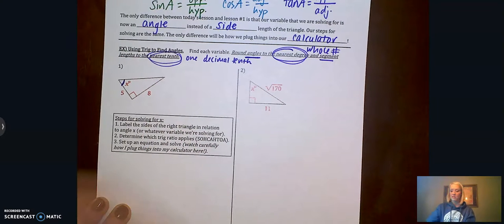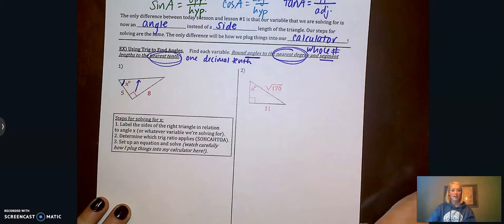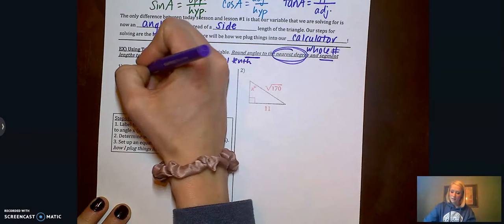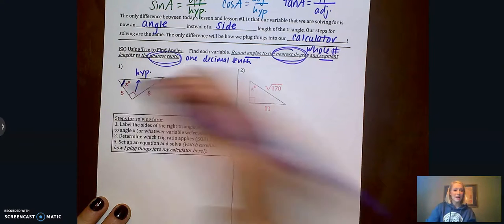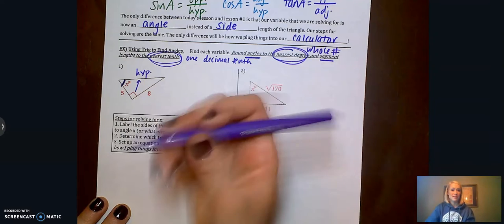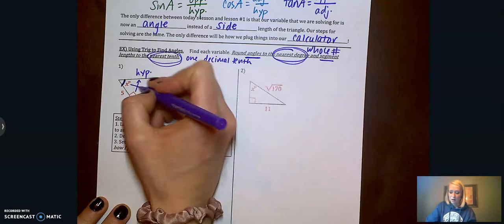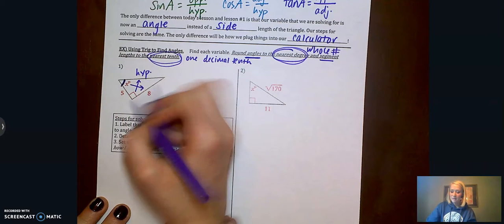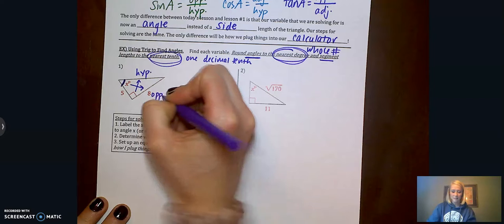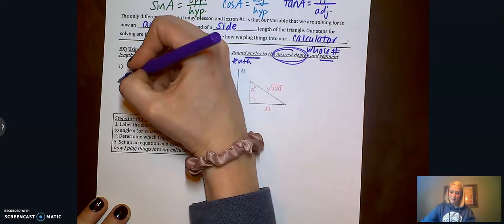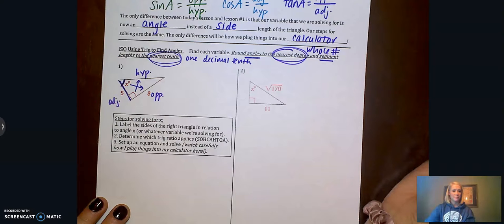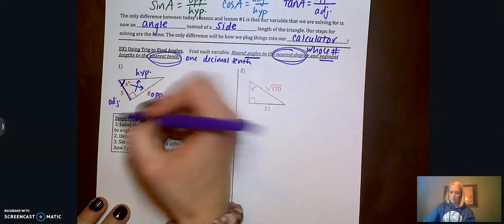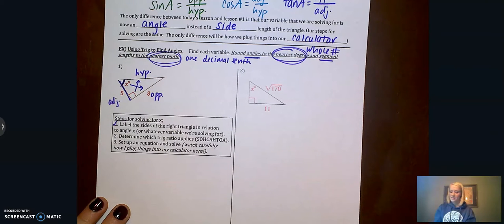Pick out the hypotenuse first, every time. Okay, across from the right angle, that's your hypotenuse. Across from your angle that's labeled, or in this case, the one I'm trying to find, if I draw an arrow away from that, this side right here, that's the opposite leg. That makes the one right next to it right here the adjacent leg. Okay, step 1, done. Label the sides.